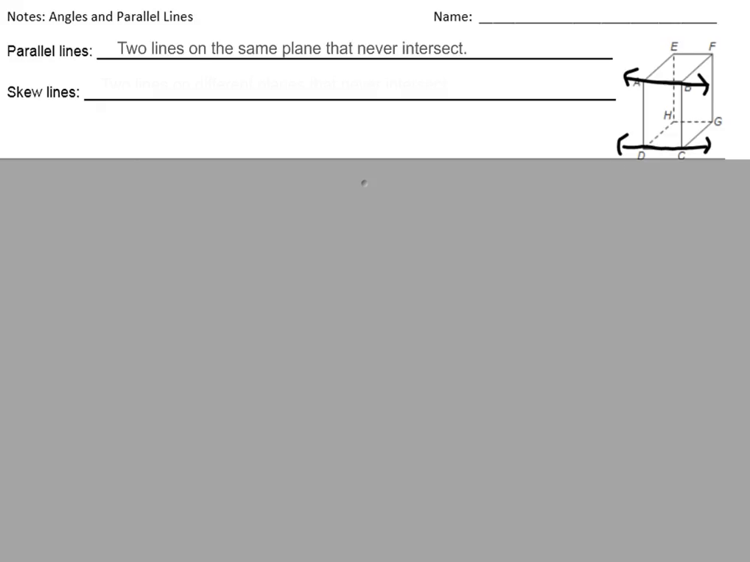Then you have what are called skew lines. Skew lines are going to be on different planes. So let's look at line AD, that's on plane ABC, and then let's look at line HG, that's back here on this back plane. And because they're on different planes, they're called skew because they're never going to intersect.